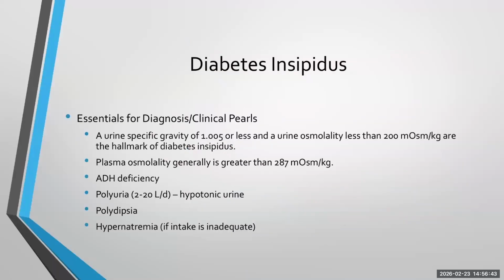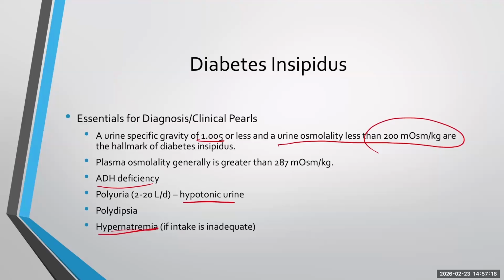So some clinical pearls regarding DI. A specific gravity of urine of 1005 and a urine osmolarity less than 200 are the hallmark of diabetes insipidus because it's just tons of water in that urine. It's diluting everything out. And again, your plasma osmolarity is usually greater than 280. So you're going to have an ADH deficiency, very hypotonic urine, polydipsia.